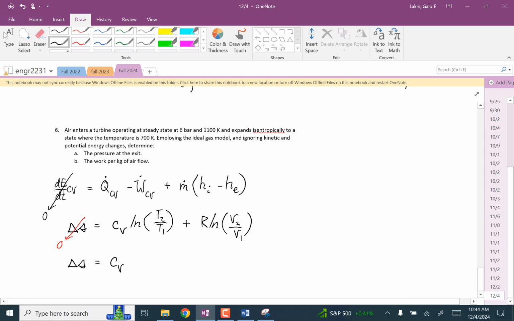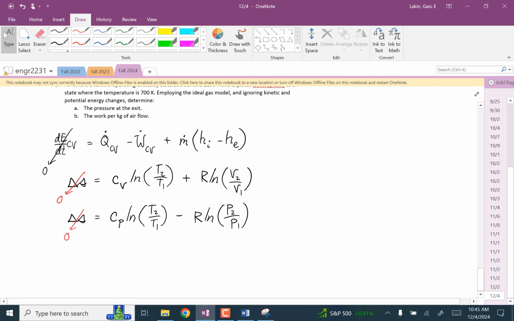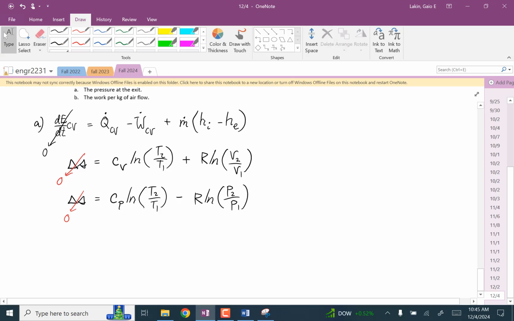So the second one is equal to CP natural log of T2 over T1, minus R natural log of P2 over P1, right? And this is equal to 0. This seems like the one we want to use because we're trying to calculate the pressure at the exit. So we have CP natural log of T2 over T1 is equal to R times the natural log of P2 over P1.